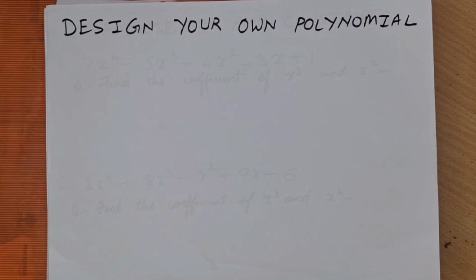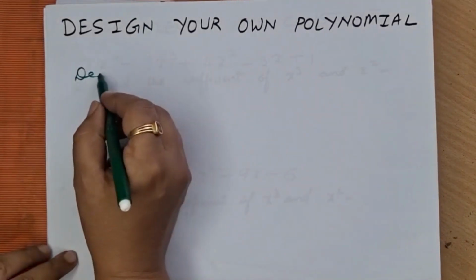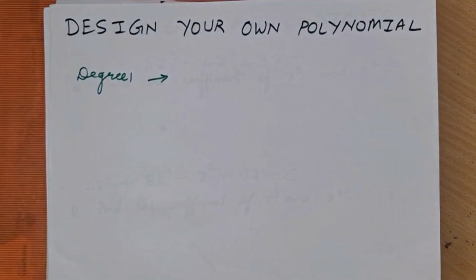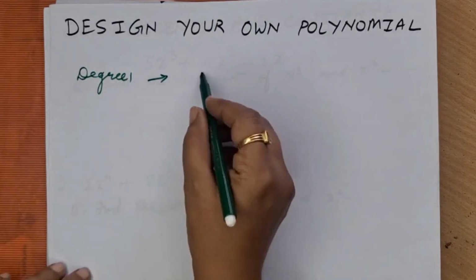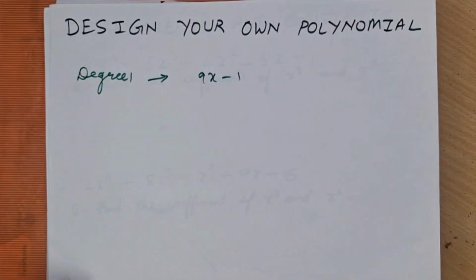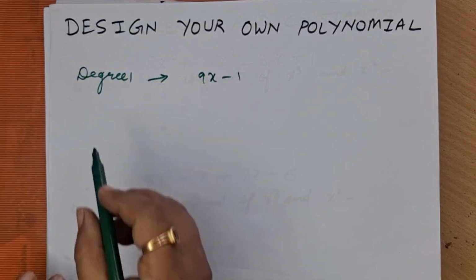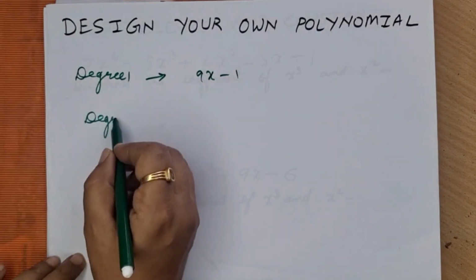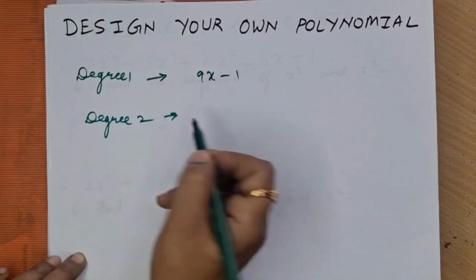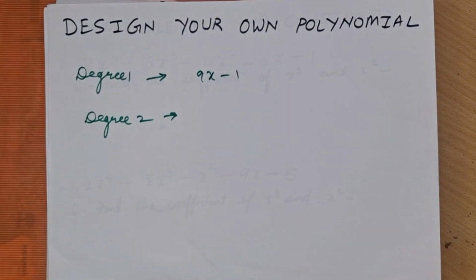Creating your own polynomials. Examiners love asking this. You can use any random numbers you like as long as your highest power perfectly matches the exact degree they ask for. If they ask for a polynomial of degree 1, let us see how to write it. Just write a single variable with a power of 1. Something like 9x minus 1 works perfectly.